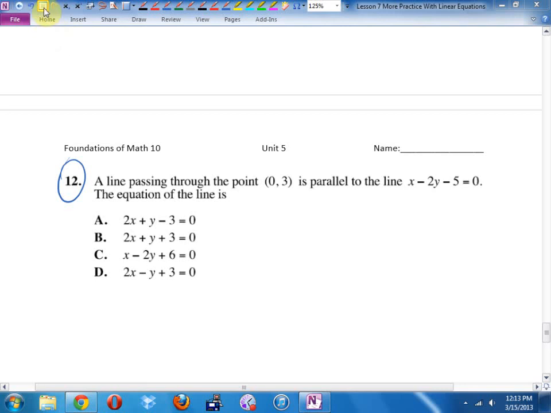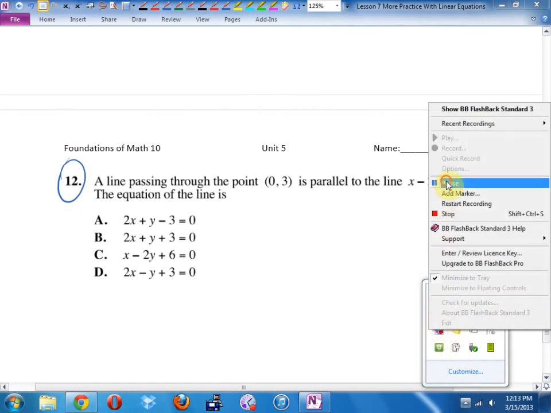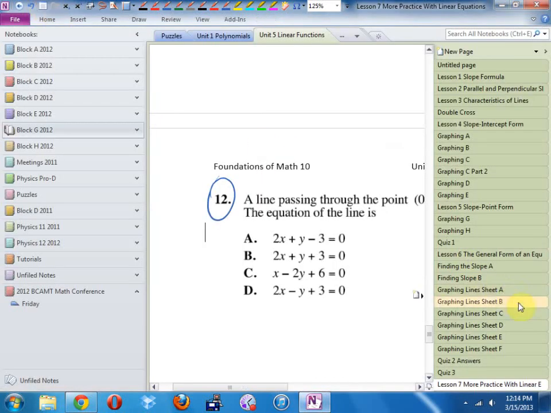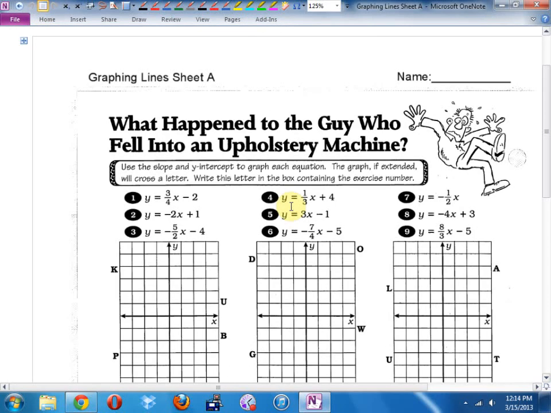So your homework, and again, so you should have 2 sheets? Okay, there's a weak link in that chain. Let me go very quickly. So graphing lines, sheet A. These ones are all in slope-intercept form. Quiet, please. Shh, Jordan. These ones are all in slope-intercept form.